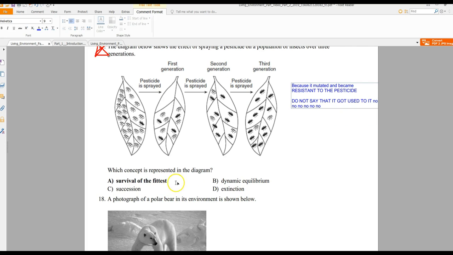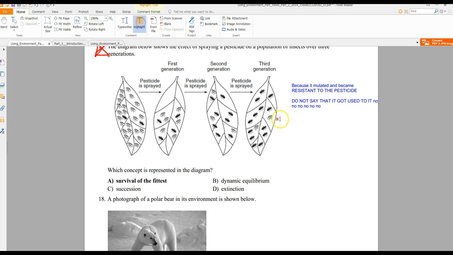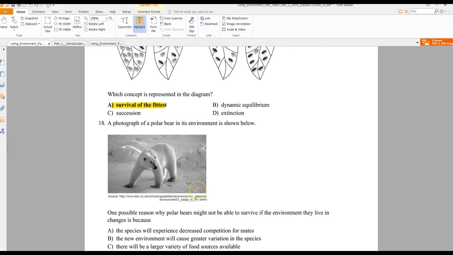Which concept is represented in the diagram? Survival of the fittest. Only the strongest survive. The strongest and most fit here being the black bugs, because they were able to survive the pesticide.